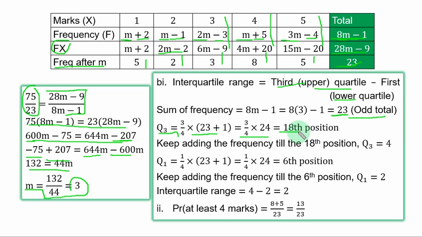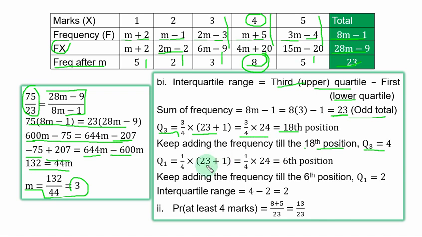How do you get that? You keep adding the frequency till the 18th position. So you come to the frequency row. 5 plus 2 is 7. 7 plus 3 is 10. 10 plus 8 is 18. So 18 is contained or found in this place, and the mark that corresponds to 18 is 4. So therefore the third quartile is 4.